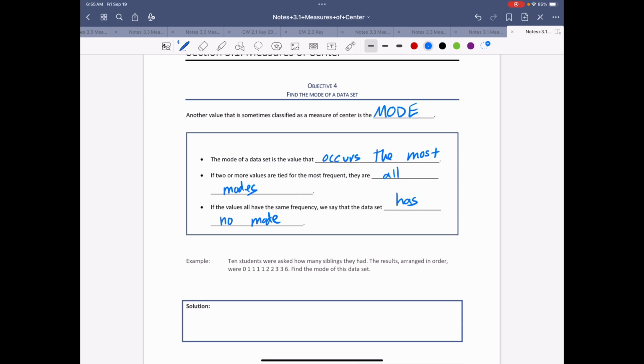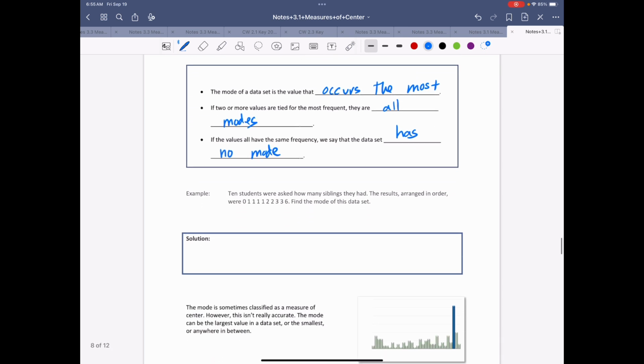And when you look at this question, it says 10 students were asked how many siblings they had. The results arranged in order are listed. And what the mode is, you can see it, especially when it's in order. The mode appears most, it's 1.